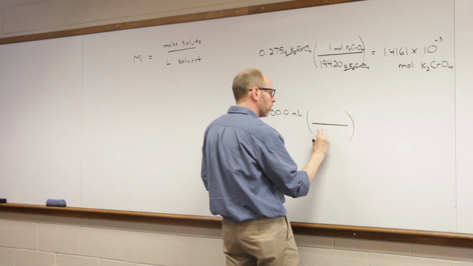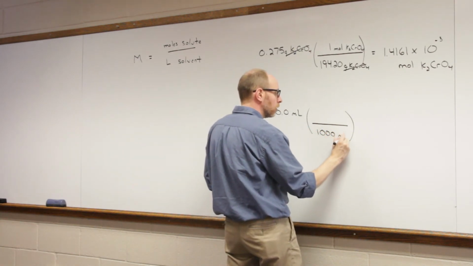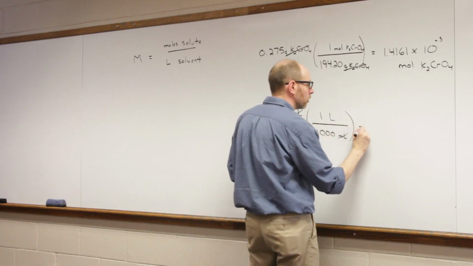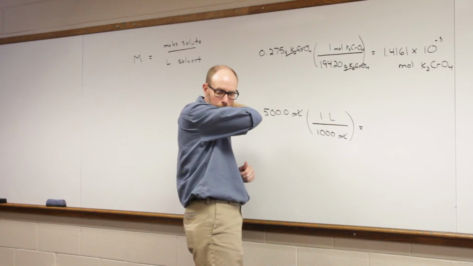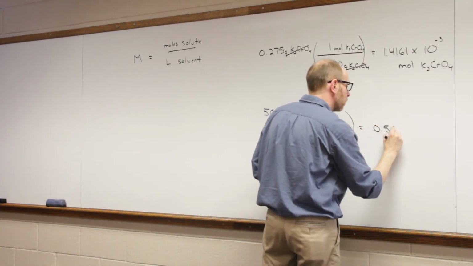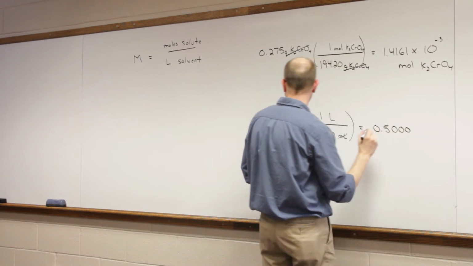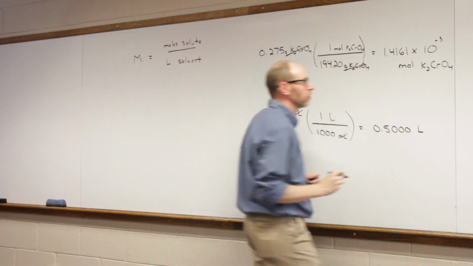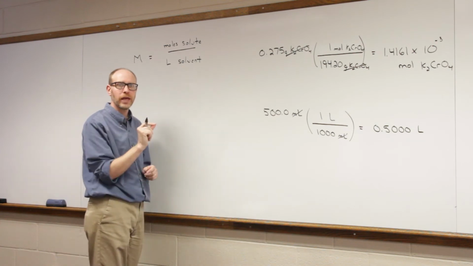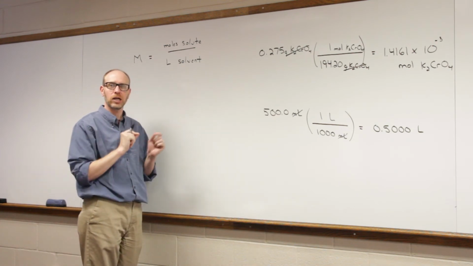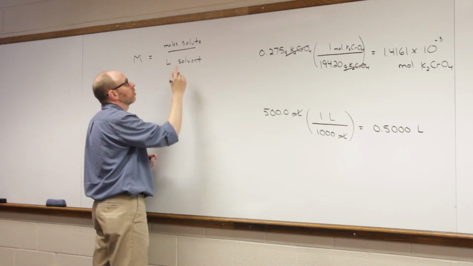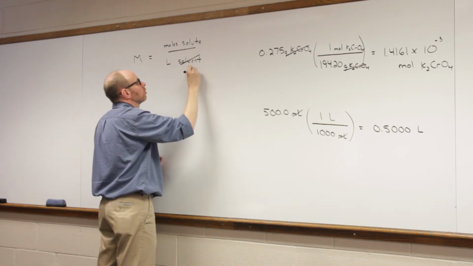And so 1,000 milliliters in 1 liter. So the milliliters cross out, and you end up with 0.5 liters of solution. Oh, there is one thing that you have to be a little careful of, and I've actually fallen into the trap of it already in this problem, is this liters of solvent should really be liters of solution.